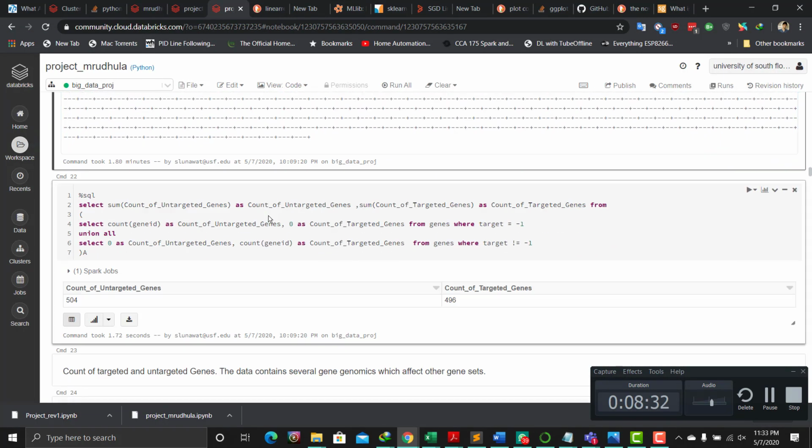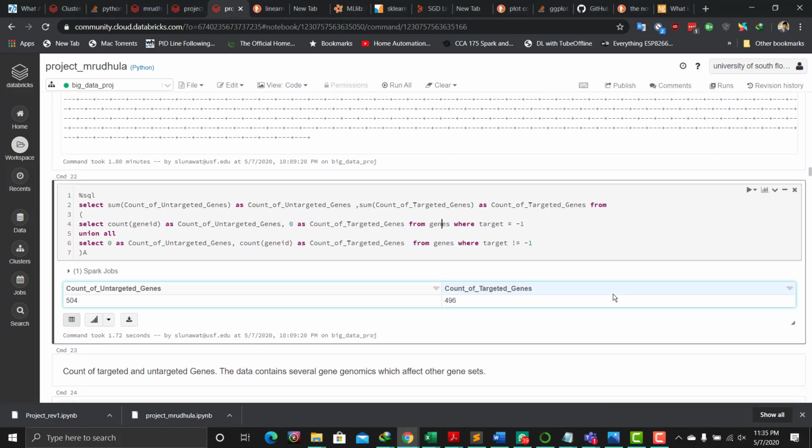So let's move on. First we are checking the count of untargeted and targeted genes in the data. As you can see from this, the untargeted genes and the targeted genes are pretty similar, which is really important because we have a lot of genomic data in our data set. And to get a good prediction, we need to see that the targeted and the untargeted genes are similar. As both of them are pretty close, we can go ahead with the analysis.